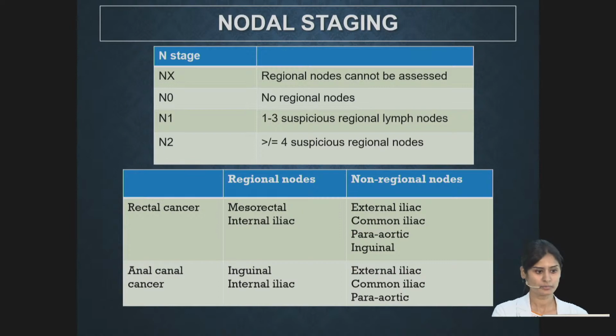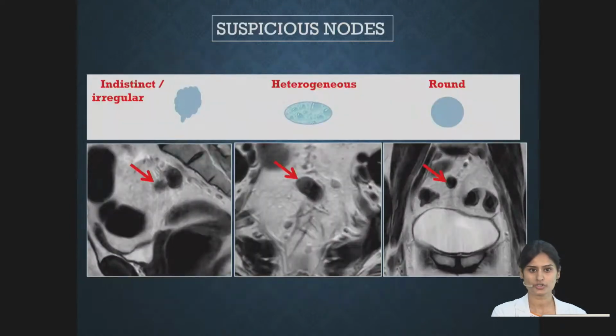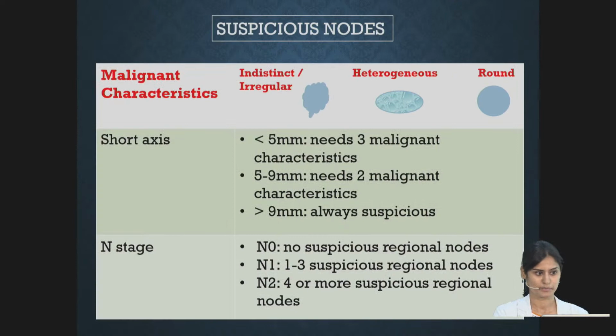Now, what do we mean by suspicious appearing lymph nodes? It's not just the size. Obviously, anything more than 9 mm is considered suspicious. But even if the nodes are less than 9 mm, they can have features like indistinct or irregular margins, which could mean it could potentially be a tumor deposit and not necessarily extranodal spread within the lymph node. Or if we have a heterogeneous signal intensity lymph node or a very rounded lymph node, these are considered as suspicious morphology lymph nodes. And depending on the baseline short axis diameter of the lymph node, one or more of these features must be present.